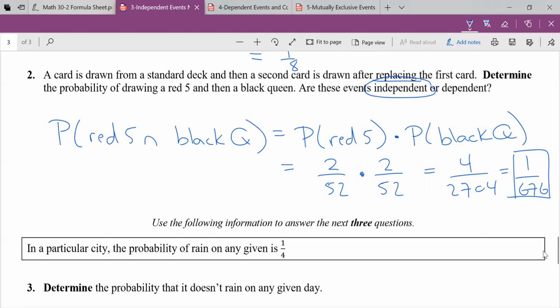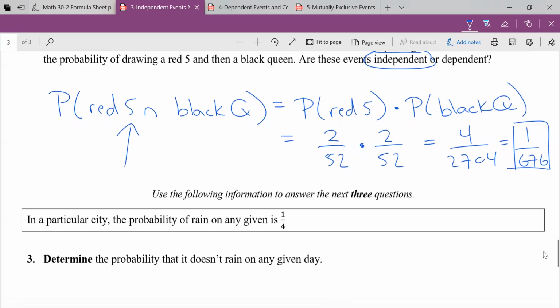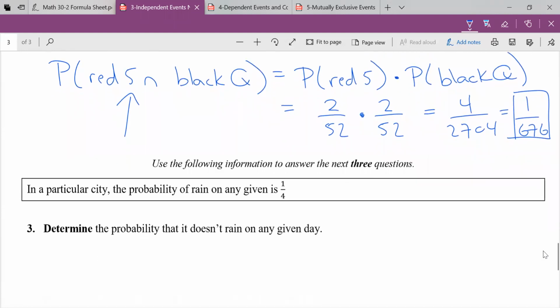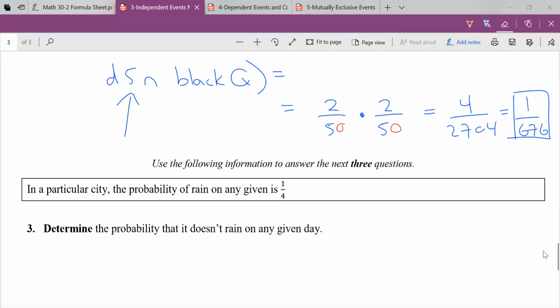Okay, there it is. So practice writing out your probability statements, because when you get stuck on a question, it can really help you. The other reason why I want you to write out those probability statements is, say I made a mistake here. Say I wrote 2/50 times 2/50, but I didn't write my probability statement.